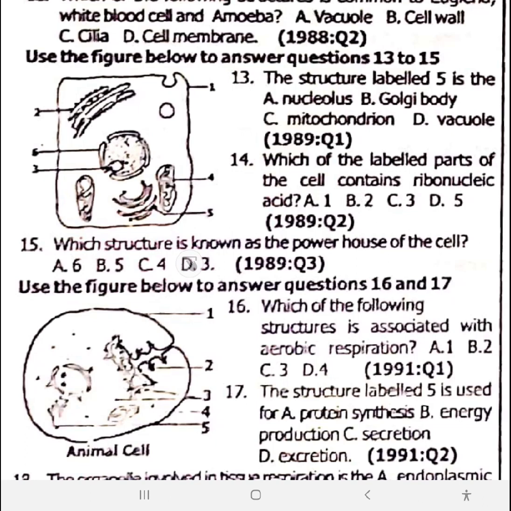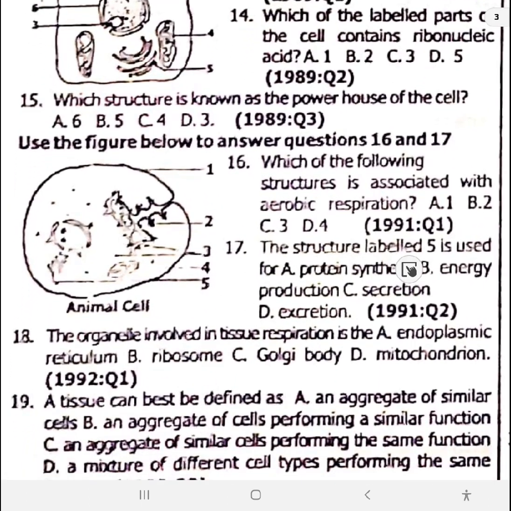So we've touched number 15. Number 16. Which of the following structure is associated with aerobic respiration? It is supposed to be the mitochondria, but it's not clear here. So the mitochondria should be this one, option D. Number 17. The structure labeled 5 is used for... That's not clear. We'll skip that. 18. The organ involved in tissue respiration is the mitochondria, option D.